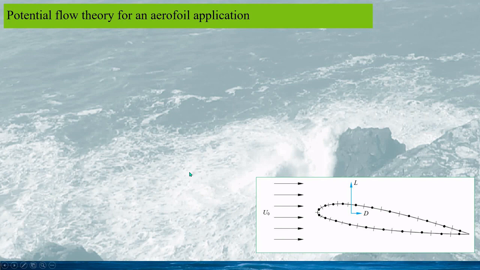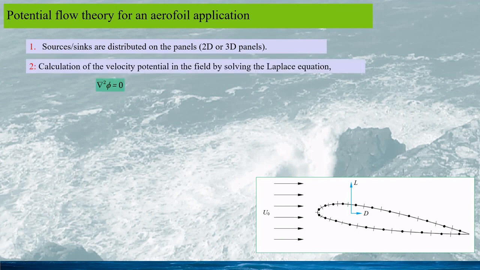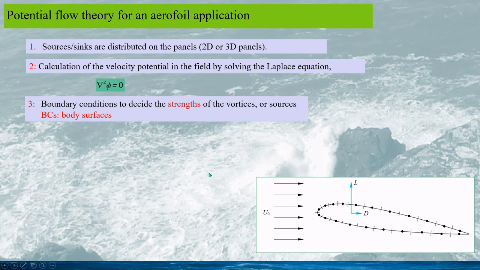In this slide, we will see how we can use the principle we presented before for the case of uniform flow past an airfoil. First, we need to penalize the surface of the airfoil and distribute the source or sink on the panels, like the dots on the airfoil. Then the velocity potential can be obtained by solving the Laplace equation as this. Consider the boundary condition, which decides the strength of the source. The boundary condition is normally given by the non-penetration condition on the boundary.